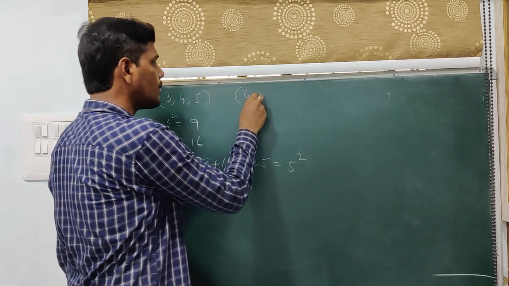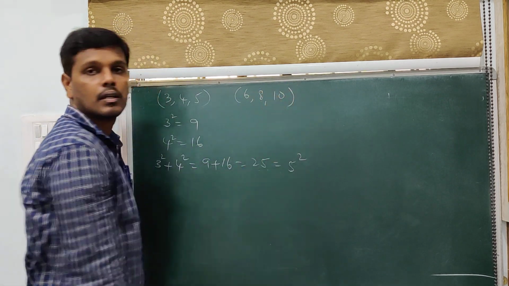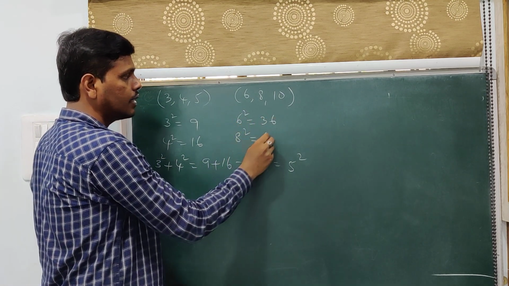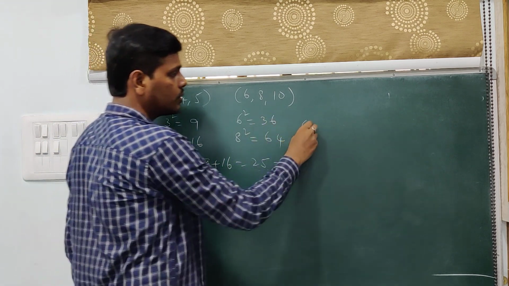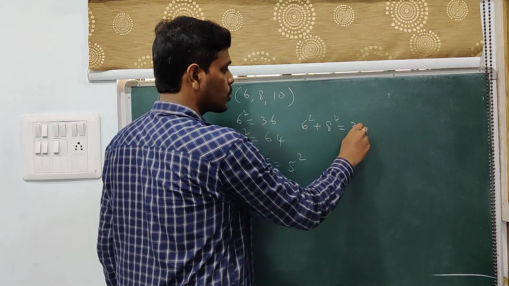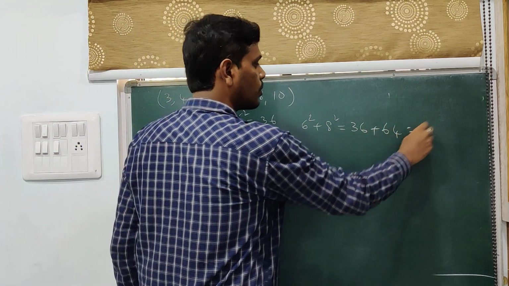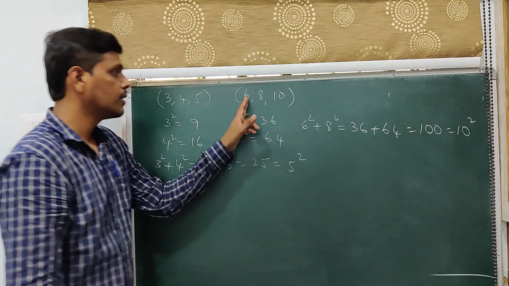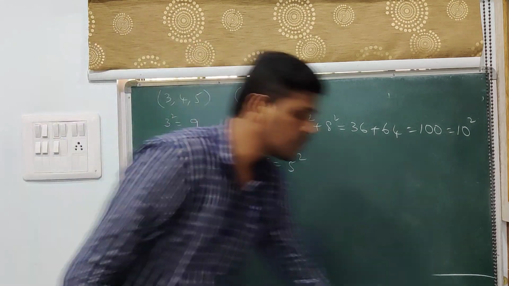For say 6, 8, 10. Now 6 square is 36, 8 square is 64. Now add these two squares, 6 square plus 8 square, 36 plus 64, which will give you 100, and 100 is 10 square. Therefore I can say that 6, 8, 10 are Pythagorean triplets.